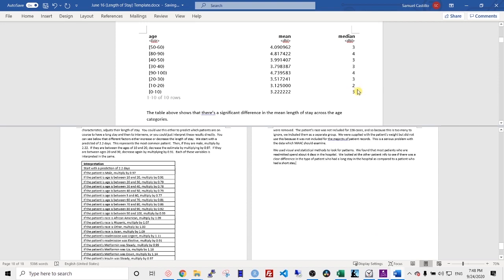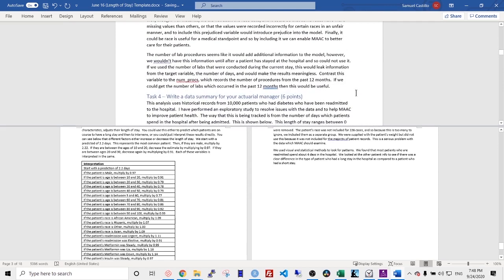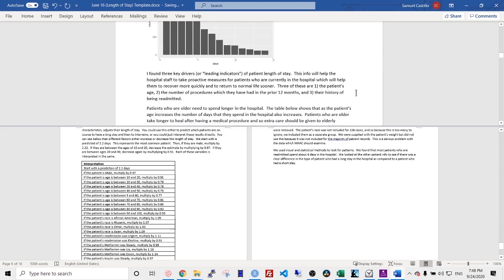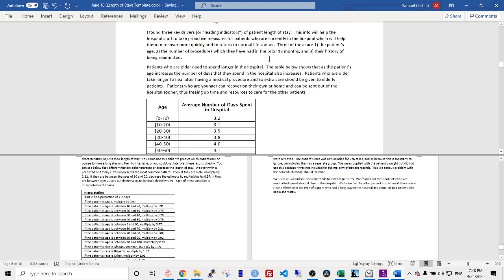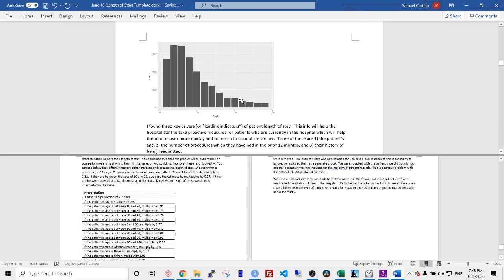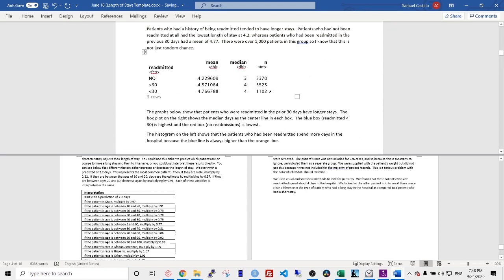I would include this table here for age. Actually, let's go back to that question where we summarized the data for the manager here. Yeah, and I want to be careful that I don't include redundant info. So I already talked about age, so maybe I could just talk about a different variable, like this readmitted patient. I would include this table here.